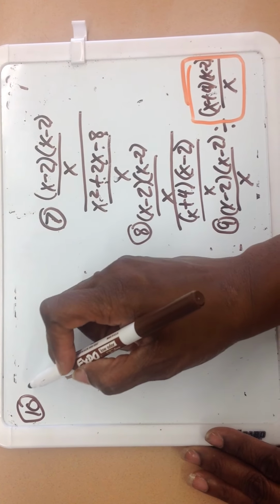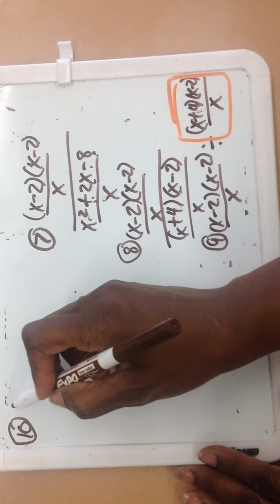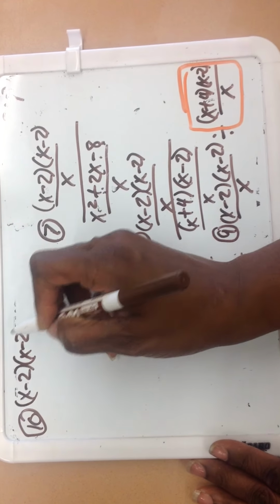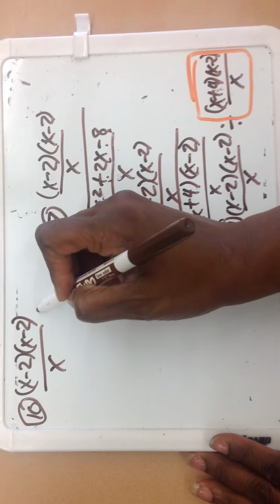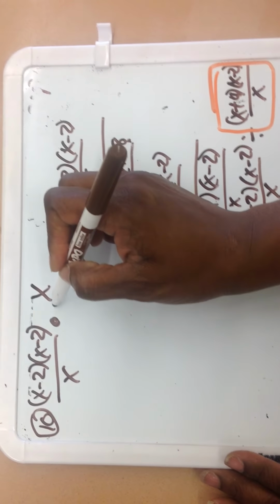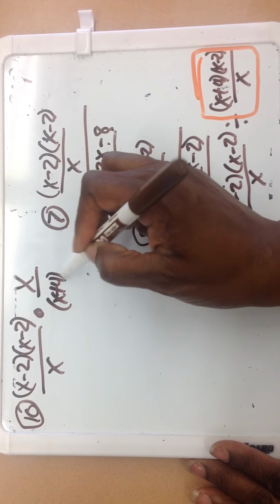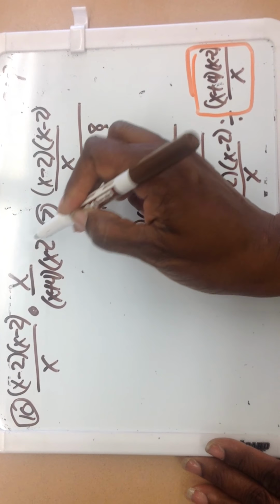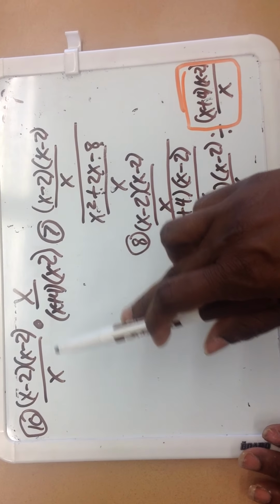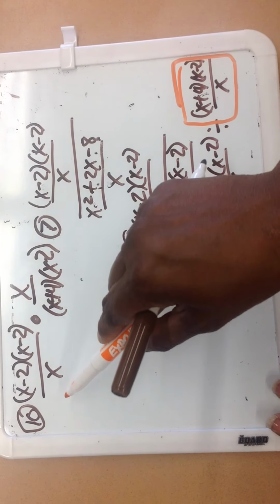Our step 10 is going to be: don't care why, just flip the second and multiply. We use this first fraction as x minus 2 times x minus 2 divided by x, times, now instead of divide, flip the second, you'll get x at the top over the denominator, which is x plus 4 times x minus 2. Here's the big question. Do you see anything that you can simplify? Like, can you cancel anything? The answer should be sure. I see I can cancel.